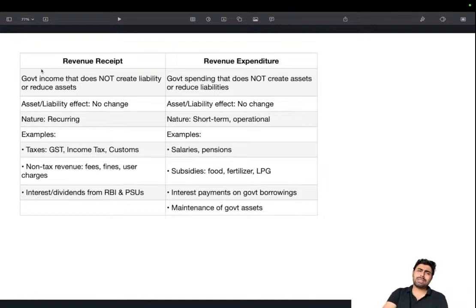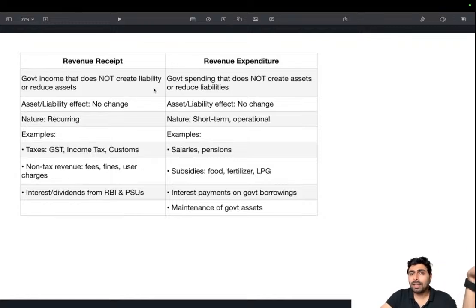So revenue receipt, basically taxes, fees, fines, etc. The basic revenue for government. So there is no liability nor creation or reduction of asset. Government is getting money, but it's not really in exchange of services. But government can get tax so as to run the government, run the economy, run the nation, etc. So there is no liability there. There is no asset there. There is nothing of that sort compared to capital receipt.